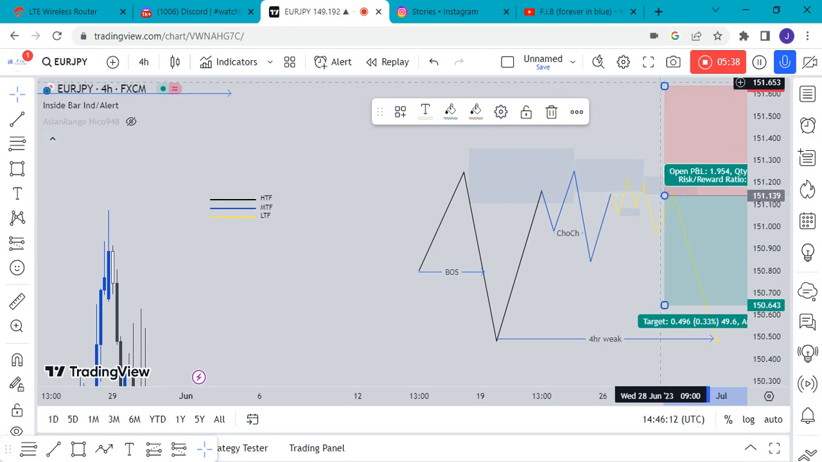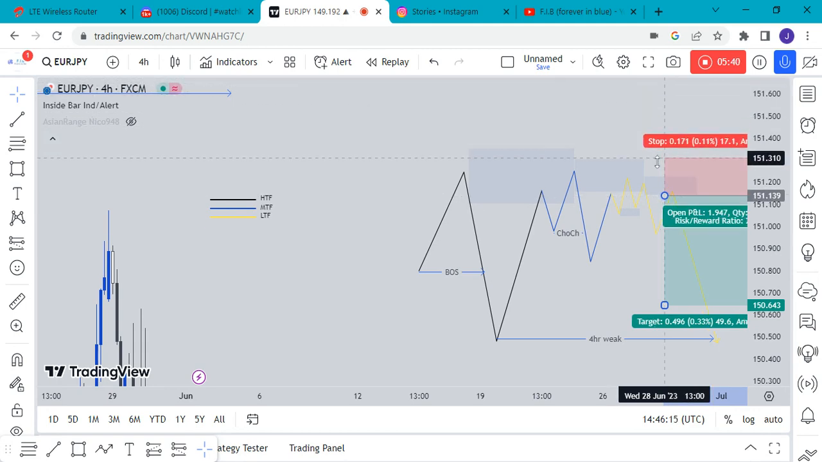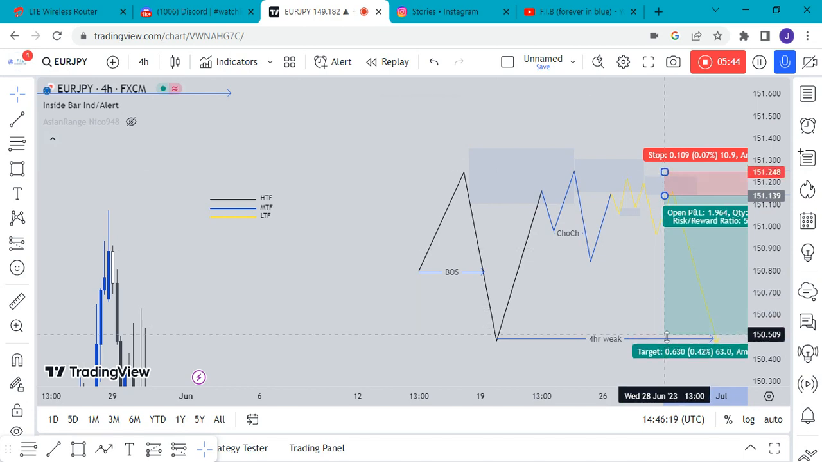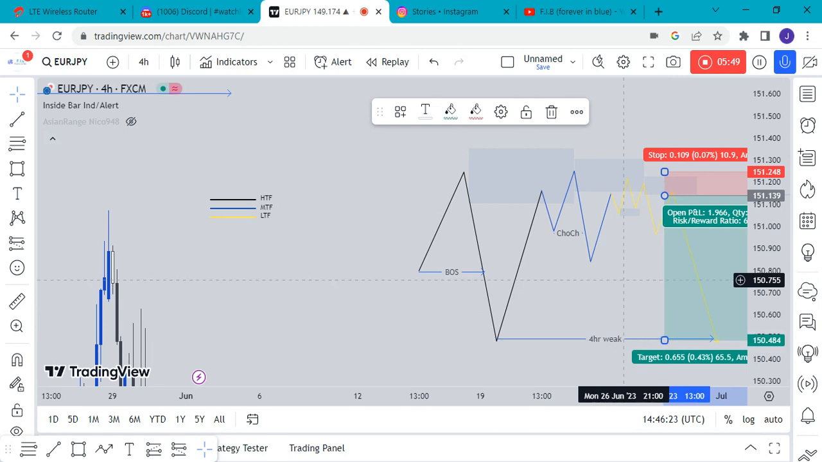Price might come into it, because sometimes you might not get triggered due to spread. So mostly you just watch it, since it's 1 minute and price moves very fast. So wait for price to come into the flip zone. Once price is in the flip zone, I target the weak 4 hour low.